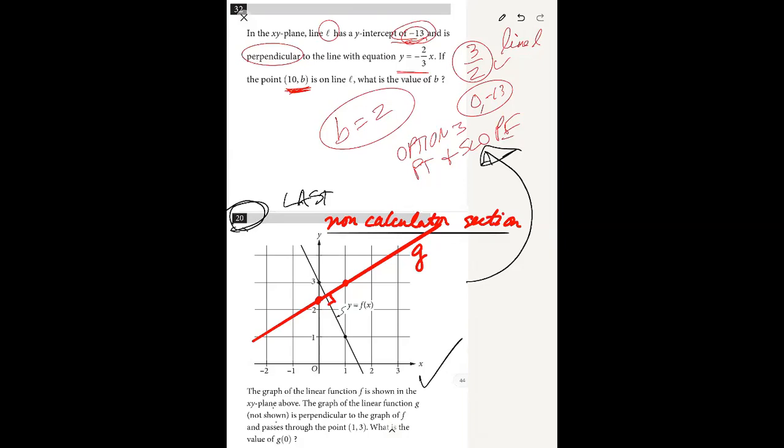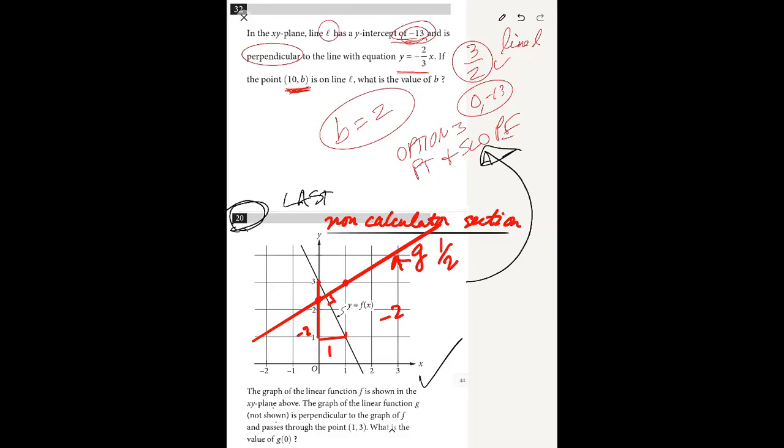So what we're going to do is figure out the slope of f. So here's a point, and here's a point. If we go down 2 and we go over 1, that means the slope is -2, which means that this slope is a negative reciprocal. So this is going to be 1/2, a positive 1/2. That's the slope of this line.